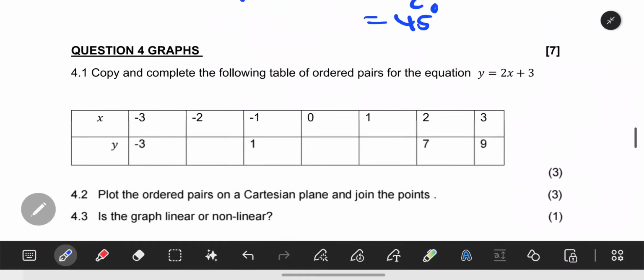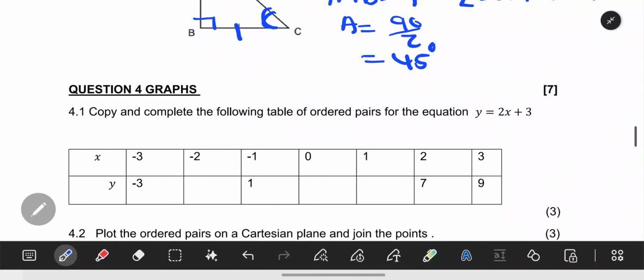Okay, so let's continue, guys. Let's go to question 4. It says to complete the following table of ordered pairs, where y is equal to 2x plus 3. So we must fill here, here, here. What are we going to do now? We are going to say y is equal to 2, where there is x, we substitute minus 2, and then plus 3. We're going to get minus 1. So here we're going to write minus 1.